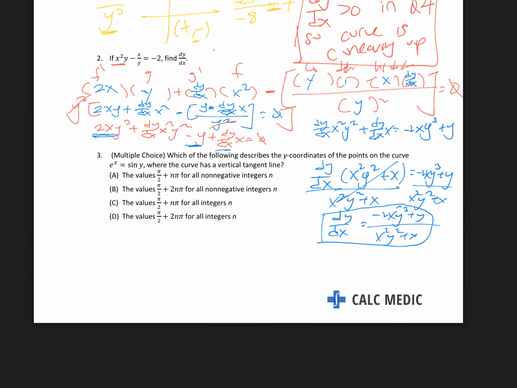Looking at number 3 now. Multiple choice. Which of the following describes the y-coordinates of the points on the curve e^x = sin y, where the curve has a vertical tangent line? What are we looking for here? We're looking for where we have a vertical tangent line. Well, what should that trigger in your memory? A vertical tangent line means when my first derivative, my y prime, dy/dx, is undefined.